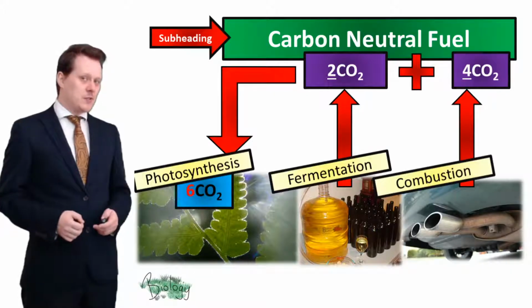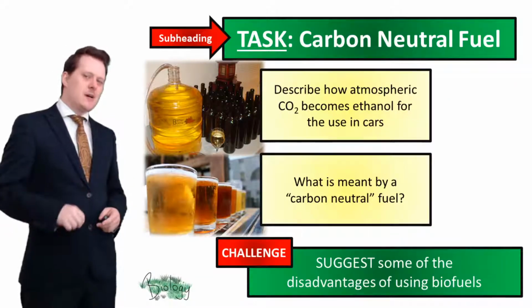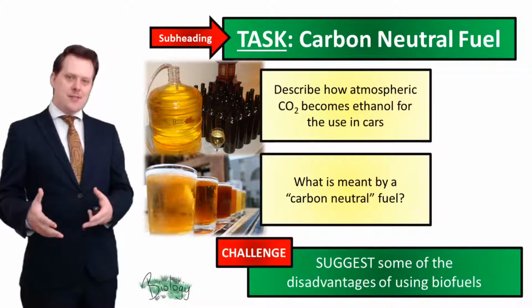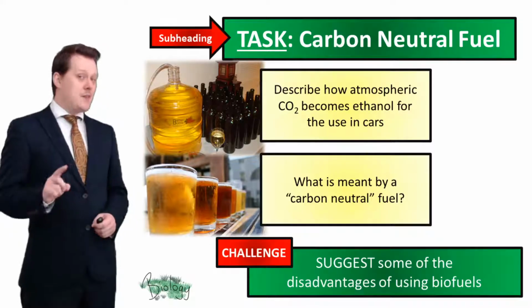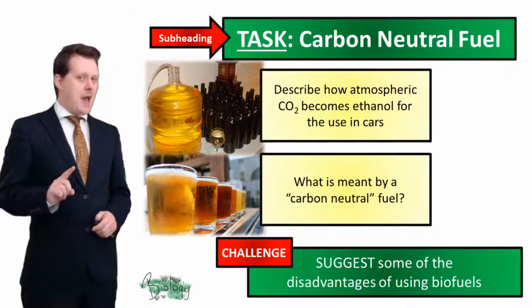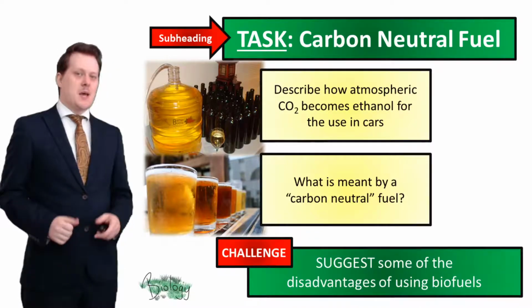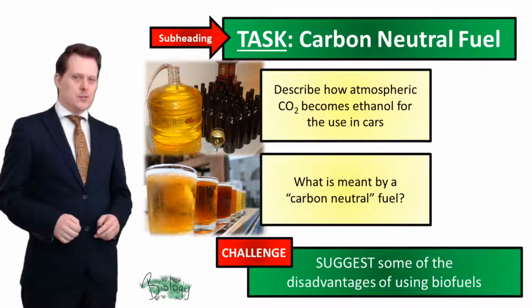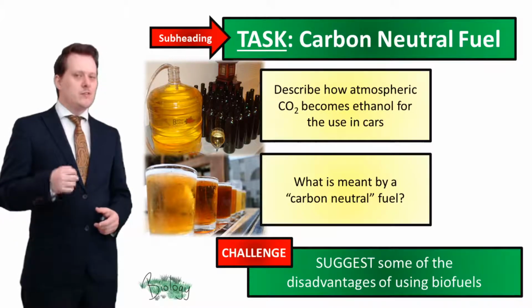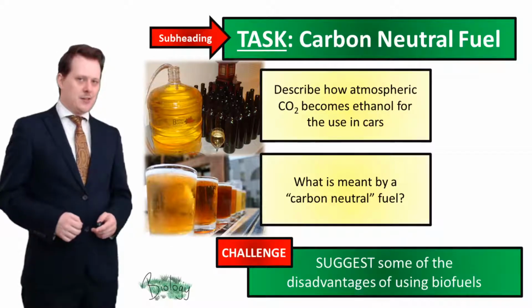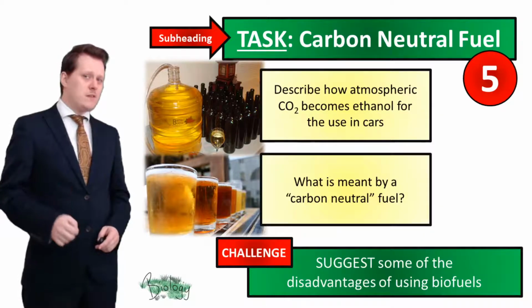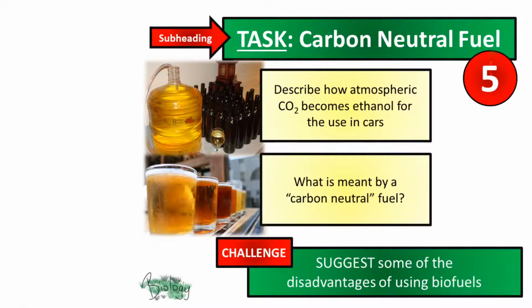further to climate change. For our next task, I would like you to describe how atmospheric carbon dioxide becomes ethanol for the use in cars, and there's 2 processes to get it from the CO2 in the atmosphere into ethanol. And I want you to explain what is meant by carbon neutral fuels. And if you really want a challenge, I would also like to suggest some of the disadvantages of using biofuels such as ethanol. I'm going to put 5 seconds on the clock, and if you need more time, pause the video, and when you're finished, we'll go through the answers together.